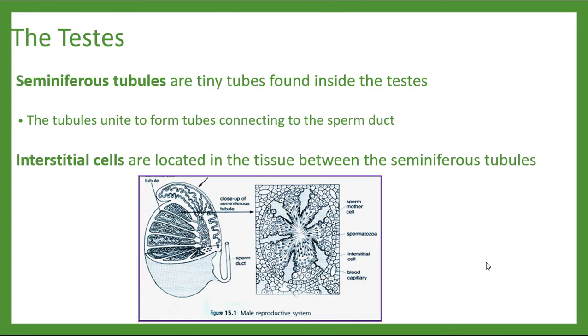So if we take a look at a diagram of the testes, we see those seminiferous tubules, these small tube-like structures that are found within the testes. These will eventually unite to form a larger structure connecting up to the sperm duct, the vas deferens. And surrounding these tubules is where you'll find interstitial cells, cells responsible for the production of testosterone. So under the instruction of testosterone, seminiferous tubules will begin their production of sperm cells.